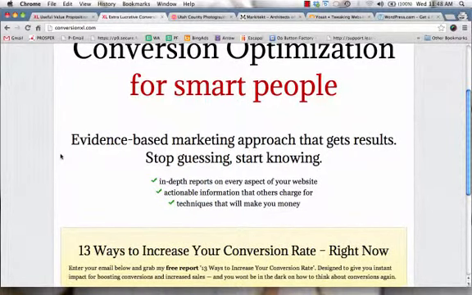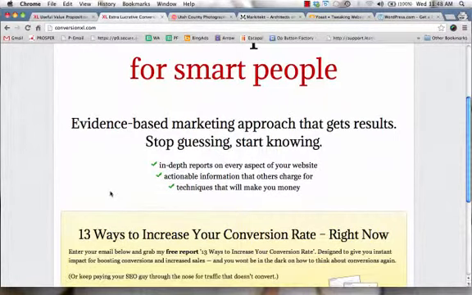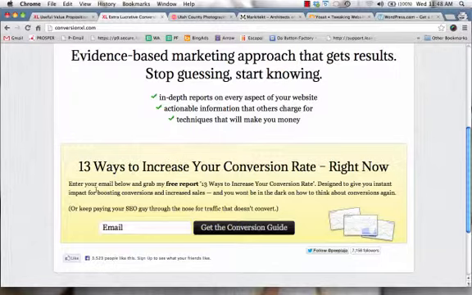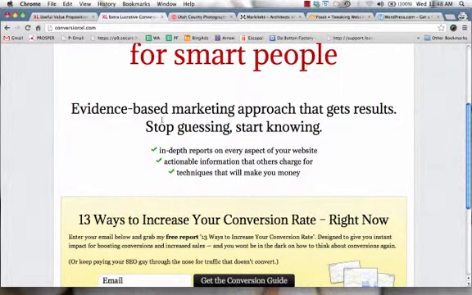He provides in-depth reports on every aspect of your website, actionable information that others charge for, and techniques that will make you money. That's what the whole focus of this site is all about. There's no vague stumbling through trying to understand what this is all about. It's really, really clear. There's no guesswork. As you scroll down a little bit more, there's a way of warming up to him and the business. There's nothing for sale right here. There's just a way of getting more information if you're really interested in what was presented.